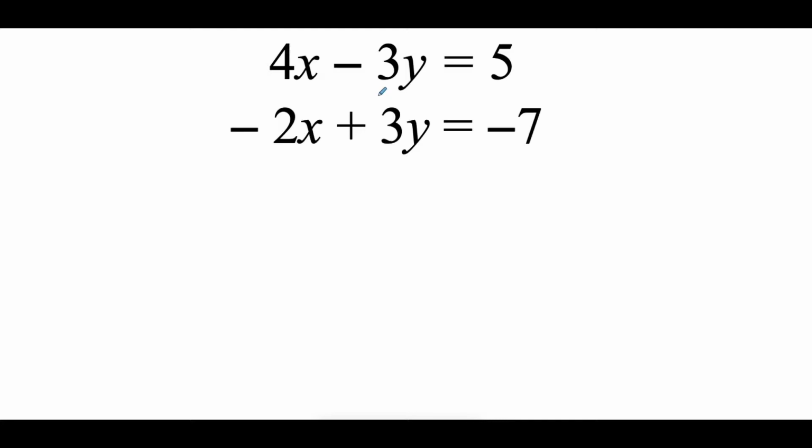So if we look at the x's, we've got 4x and negative 2x. Those are not the opposite numbers. But if we look at the y's, we've got negative 3y and positive 3y. Those are opposites of each other. So step number 1 is taken care of.